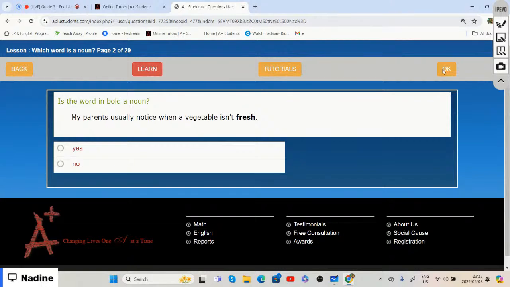All right. So if we look at that sentence, it says my parents usually notice when a vegetable isn't fresh, right? So usually the word fresh is an adjective. But in this case, it is being displayed as a noun, right? It is on its own like a noun. But usually it is an adjective. And remember, an adjective tells us more about a noun, right?